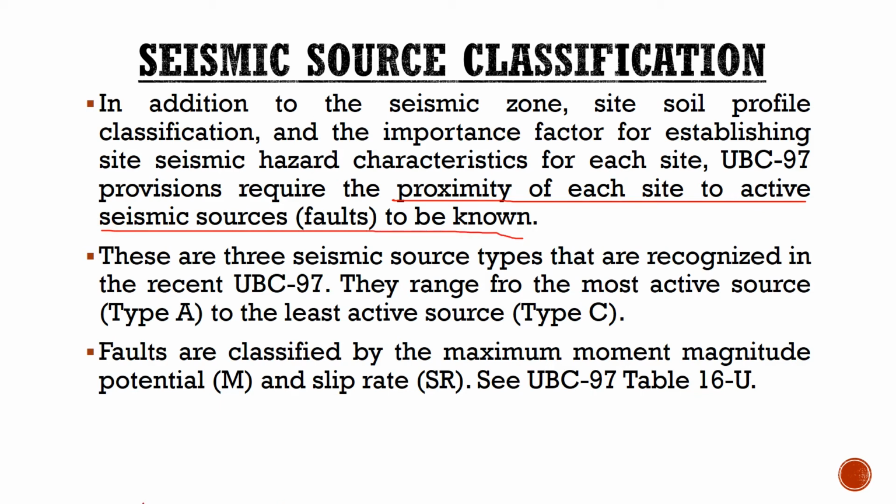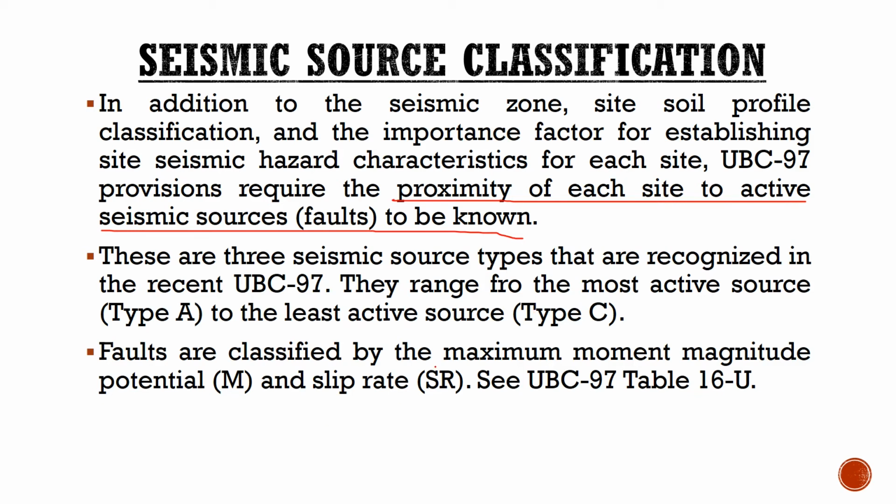Okay, so kailangan natin makabalo kung unsa kalayo ang atong building, and unsa kaya ang possible magnitude na ma-experience sa atong structure. So these are three seismic source types that are recognized in the recent UBC 97. They range from the most active source A to the least active source C. So A, B, C lang na siya guys. Ito ang seismic source classification.